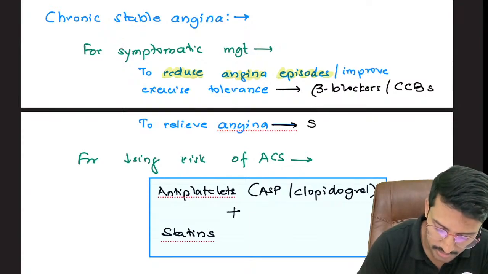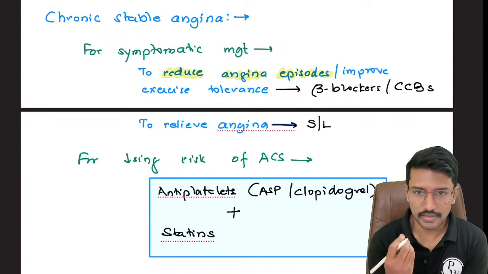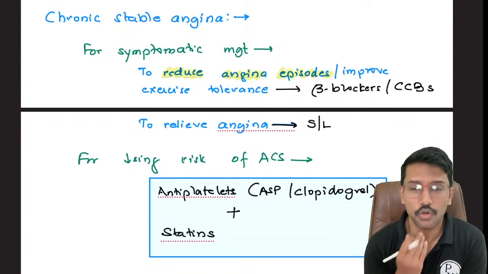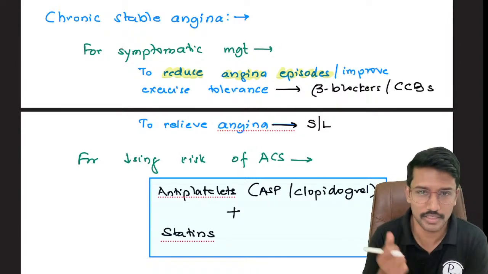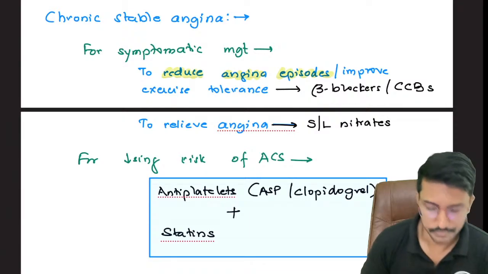And when we are using nitrates, we need to consider nitrates which can act quickly, right? So you need fast acting, as well as you would choose a mode of administration which gives you quick access to blood. So we would prefer using sublingual nitrates.